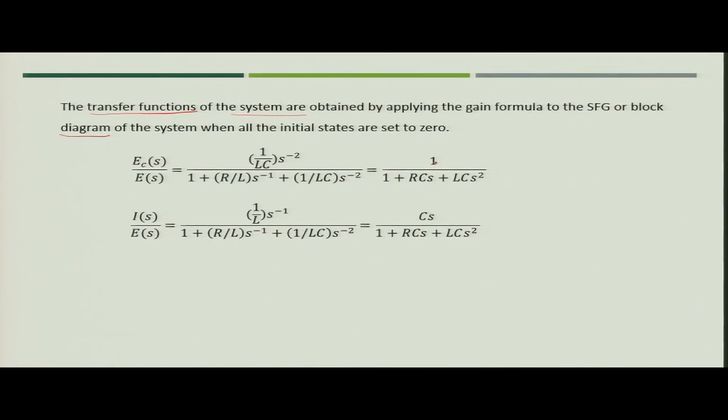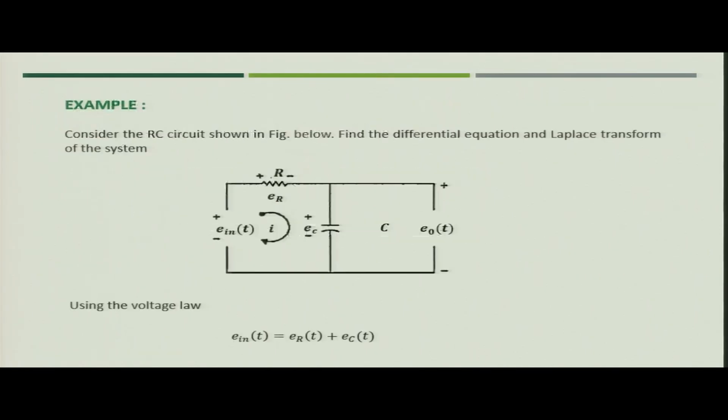When you write and simplify, you get the transfer function as 1 upon 1 plus RCS plus LCS square. Similarly, for the transfer function related to current as an output, I by E, you can compile and you will get the transfer function as CS divided by 1 plus RCS plus LCS square.